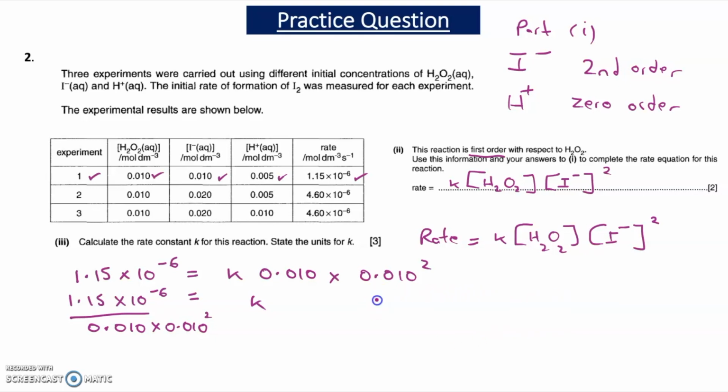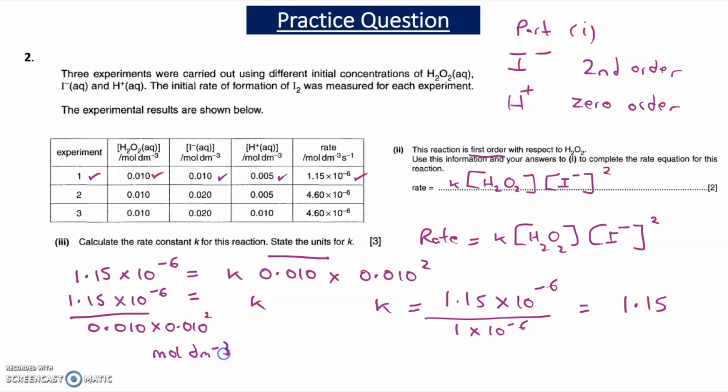So therefore K is equal to 1.15 times 10 to the minus 6 divided by 1 times 10 to the minus 6, and that's 0.010 times 0.010 squared, and that equals 1.15. Now remember the question is also asking you to state the units for K. So to do this we just substitute in the units for rate and the units for concentration.